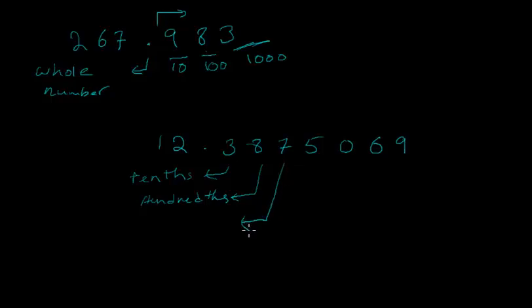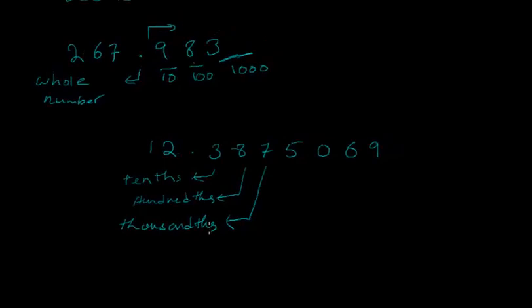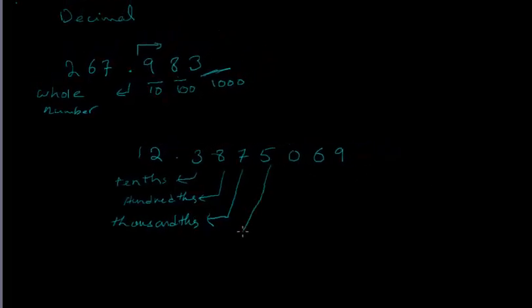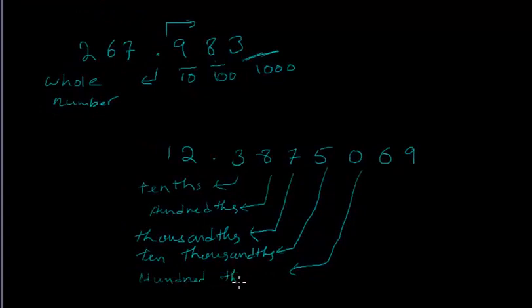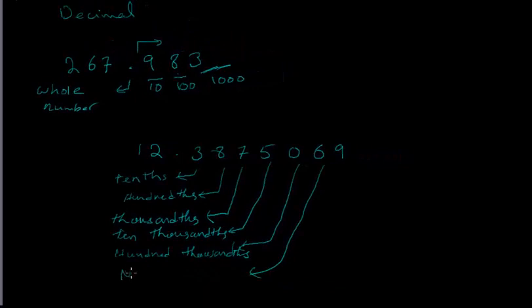7 thousandths, 5 10,000ths, 0 100,000ths, 6 millionths, 9 10,000,000ths.